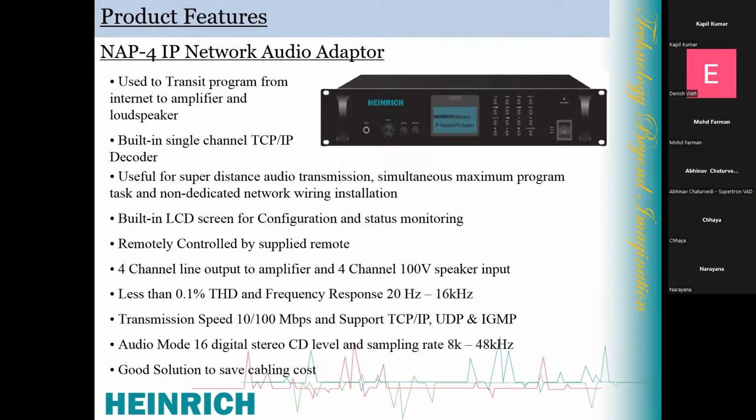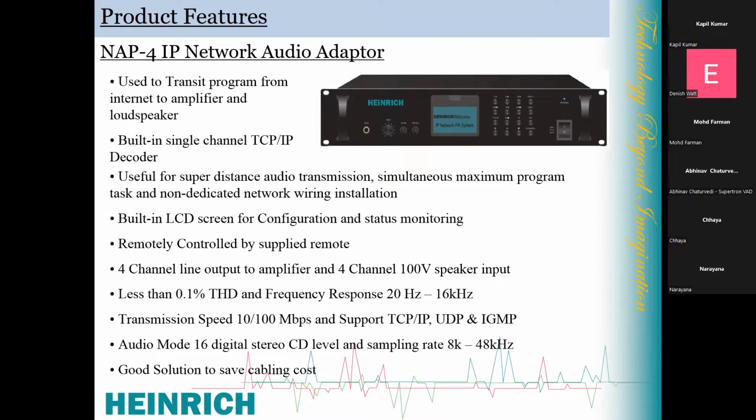NAV4, it is a 4-zone controller. From this controller, you can create 4 zones in your system. With these controllers, you have to connect your digital or analog amplifiers and the passive speakers. Like if you have 4 buildings of 4 floors, just as an example, you can place this controller in each of the buildings.